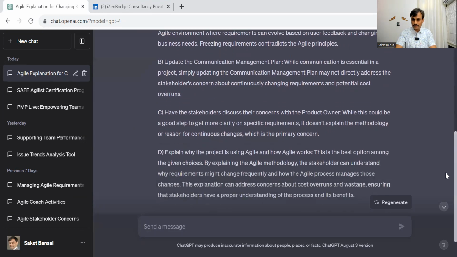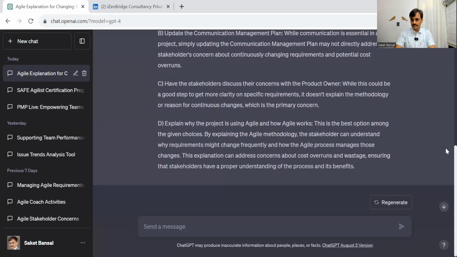And have the stakeholder discuss their concern with the product owner. While this is a good step, it does not take care of the requirement of continuously changing things. Yes, it may get more clarity about a specific requirement, but may not take care of continuous updates which are happening in the project. And option D is good, though they use the word methodology, which we probably don't use. It is something the stakeholder can understand, how the requirements will get managed throughout the project.